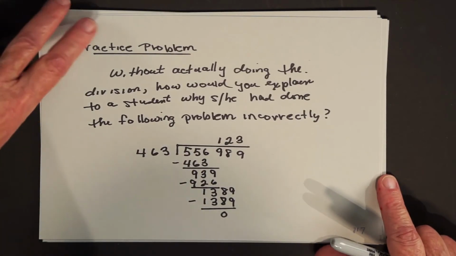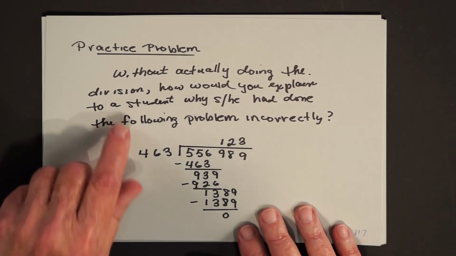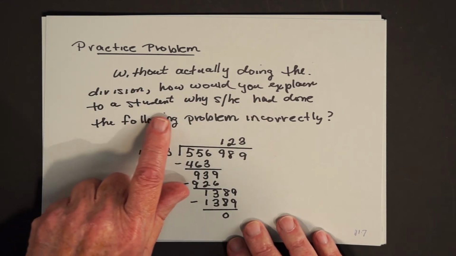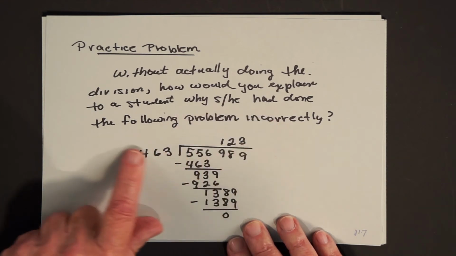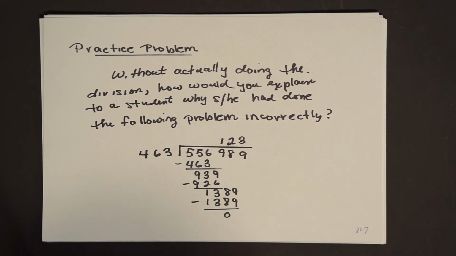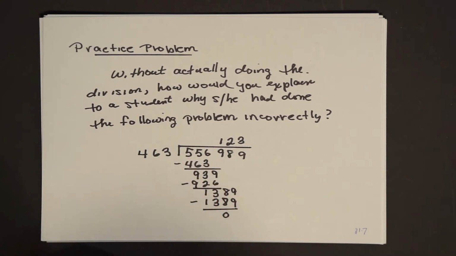But let's now close by going back to our practice problem. You're going to pause the video, read the problem, do it, then come back and we'll finish up. And the practice problem says this: without actually doing the division, how would you explain to a student why she or he had done the following problem incorrectly? Just look at that problem and see how you would explain. Don't look at the multiplication per se. Just by looking at the problem, how could you tell the student why their answer couldn't be right?